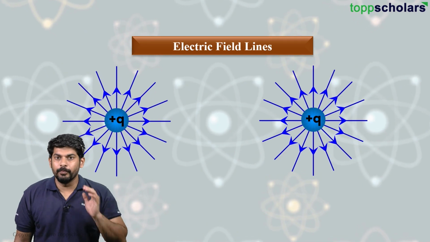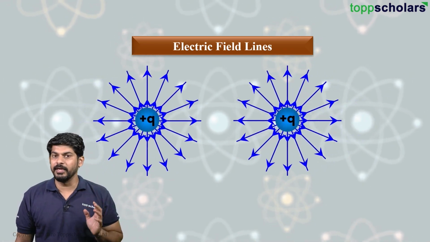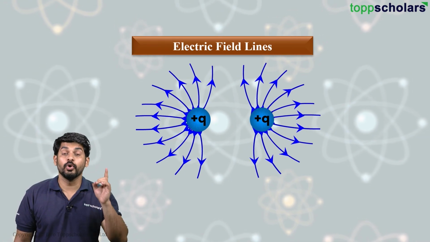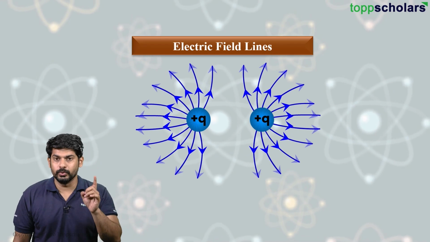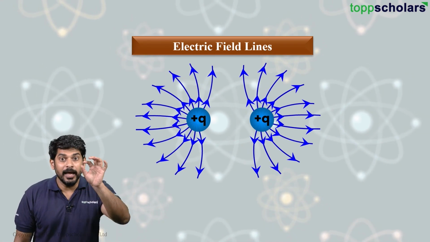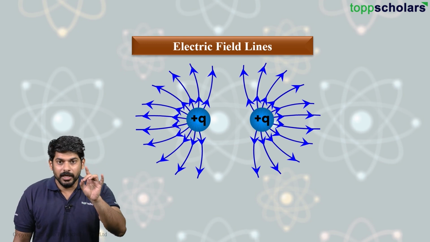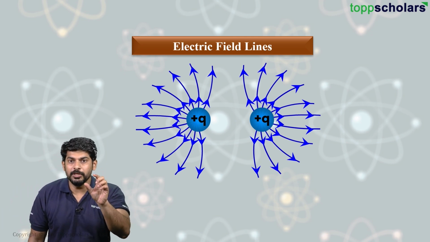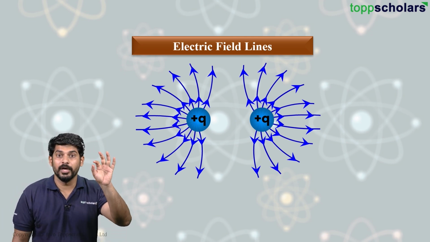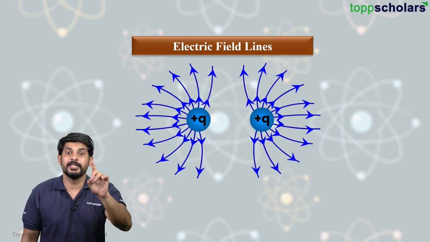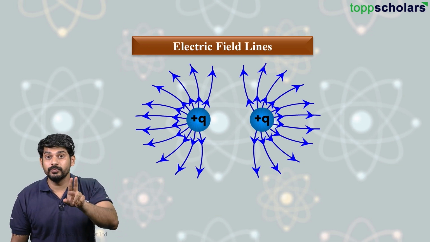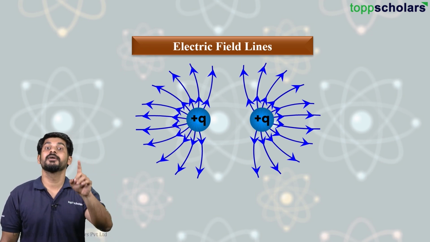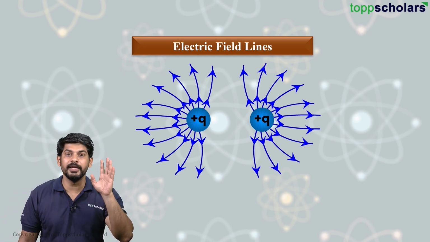Now there is a very important property associated with electric field lines, and that is that electric field lines do not intersect, do not cross each other. If they cross each other, that means at that point of intersection there will be two directions of the forces on a given charge. That means if we keep a test charge at that point where the two lines intersect, then at that point the charge will be accelerating in two directions, which is practically impossible. That's why the electric field lines never intersect.